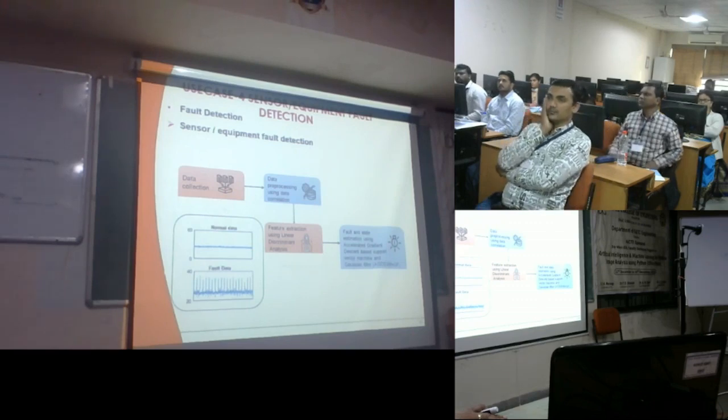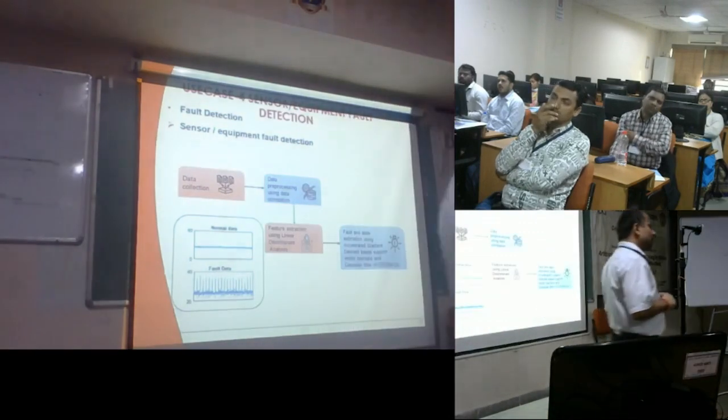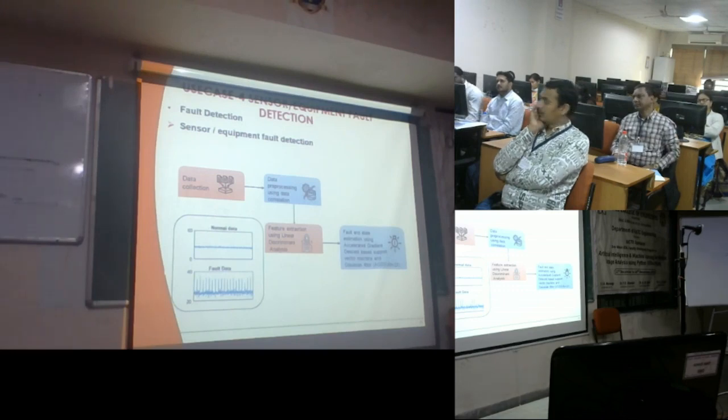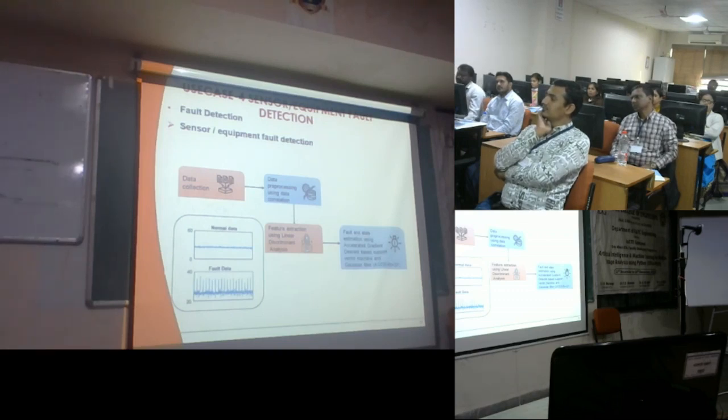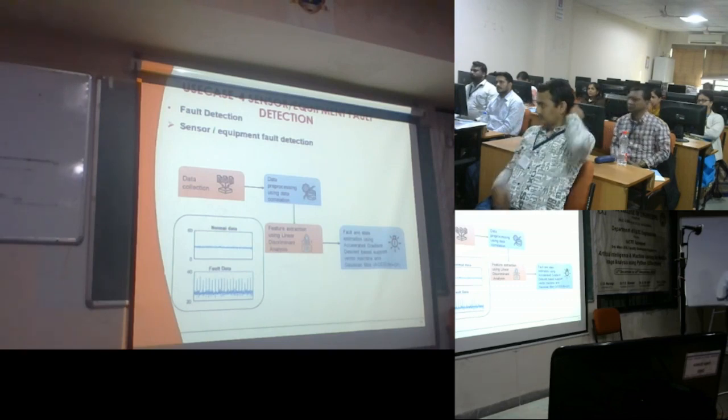Now, fault detection. Many times you are not able to understand where things are faulty. For example, there are thousands and lakhs of sensors in the field, and many times I'm not able to detect that a sensor is faulty. The reason, I'm just giving one small example: suppose there are triplicated sensors. First let us understand what we mean by a triplicated sensor.